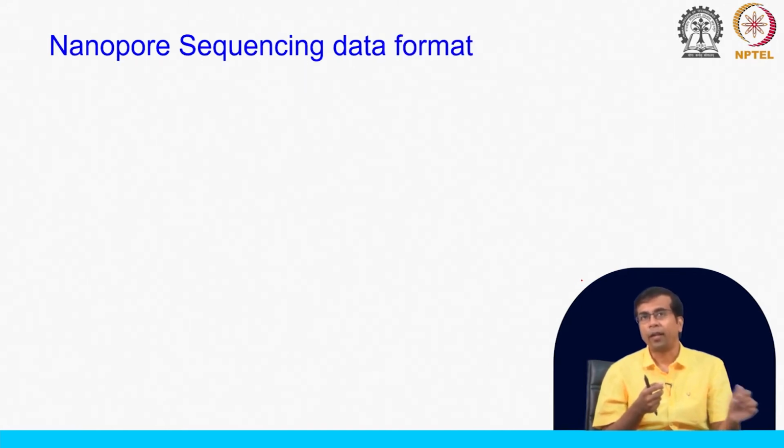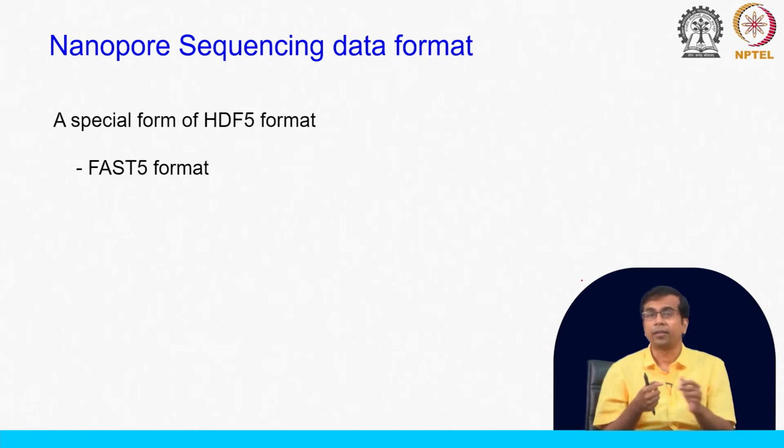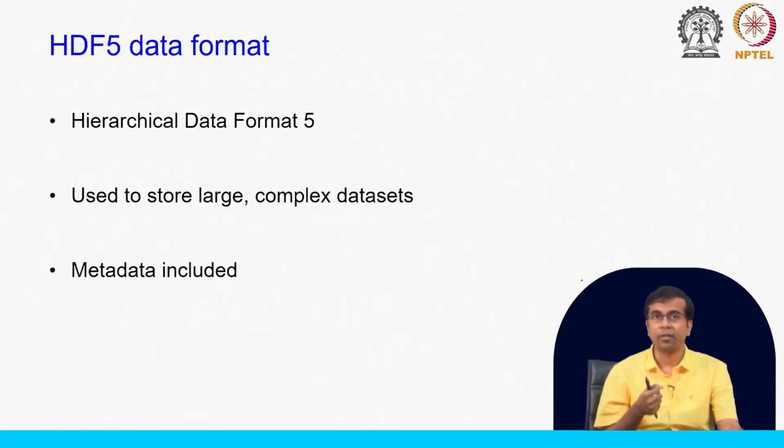And then you have the nanopore sequencing data format. Here the data comes in something called the FAST5 format. This is a special form of HDF5 format. And how does it look? Before that, we can go a little bit into the HDF5 data format.